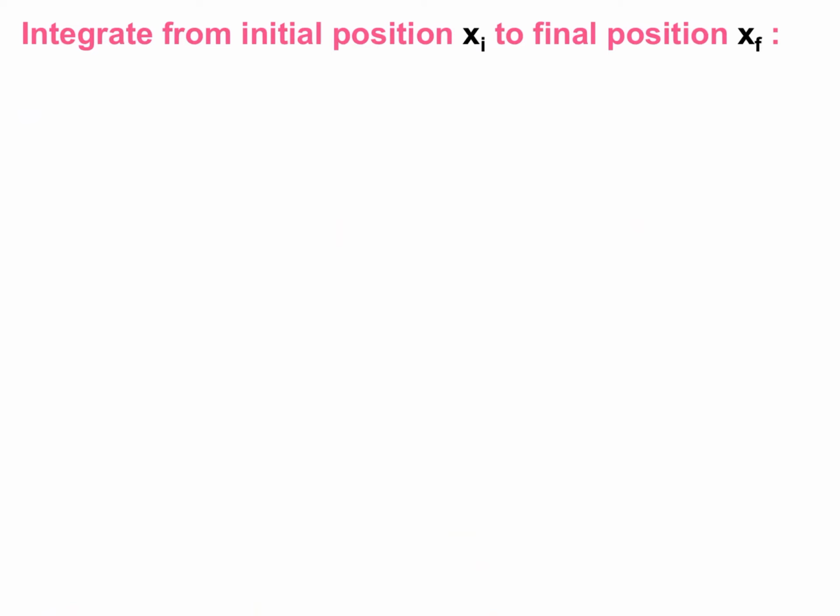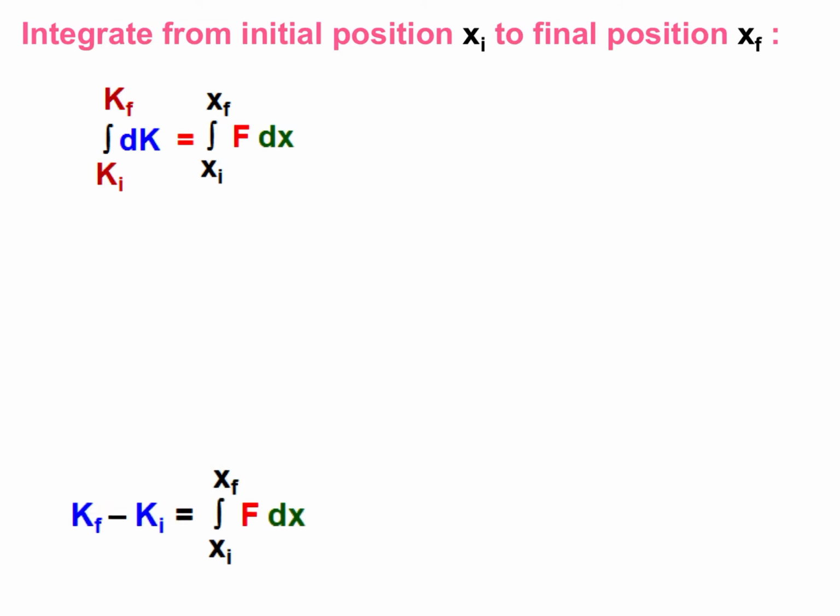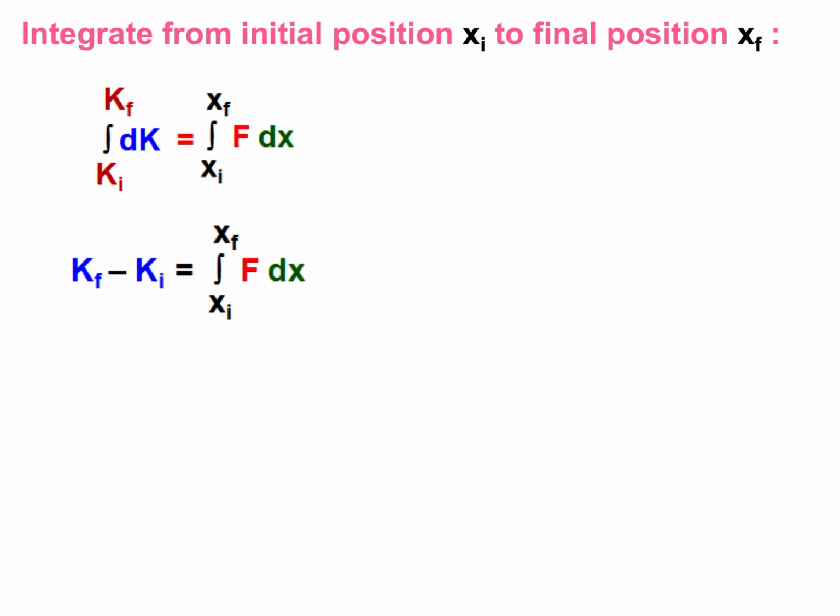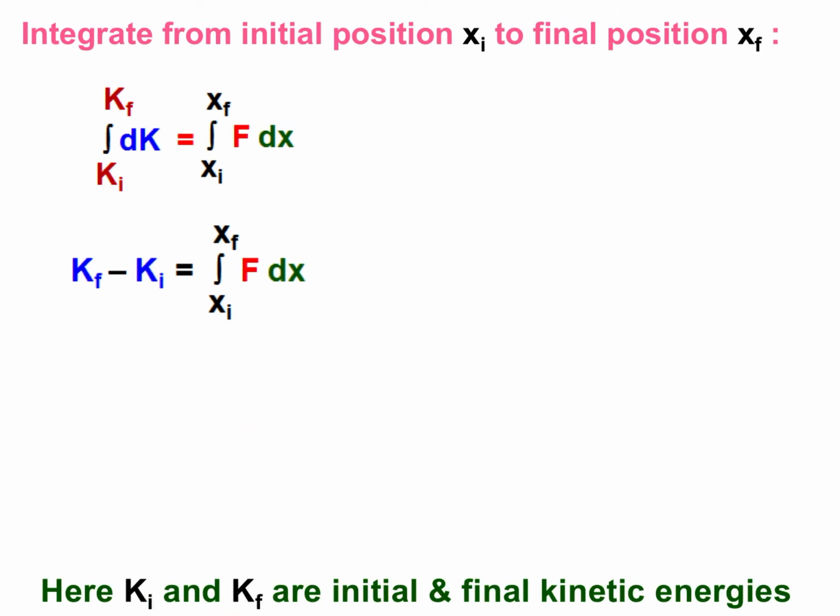Integrate from initial position xi to final position xf. So we will get integration dK, with initial limit Ki and final limit Kf, is equal to integration from xi to xf of F dx. Now solve it. Integration of dK will be equal to K, then put the limits. We will get Kf minus Ki is equal to integration of F dx with the limits xi to xf, and we know that integration F dx with the limits is equal to work done.